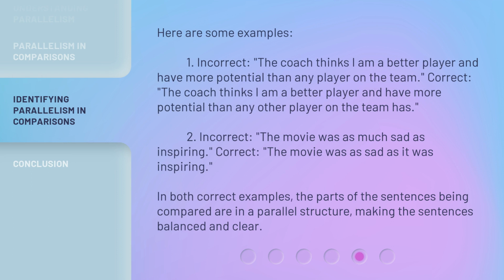Here are some examples. One. Incorrect: "The coach thinks I am a better player and have more potential than any player on the team." Correct: "The coach thinks I am a better player and have more potential than any other player on the team has." Two. Incorrect: "The movie was as much sad as inspiring." Correct: "The movie was as sad as it was inspiring." In both correct examples, the parts of the sentences being compared are in a parallel structure, making the sentences balanced and clear.